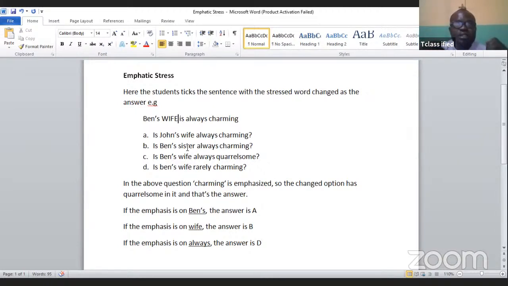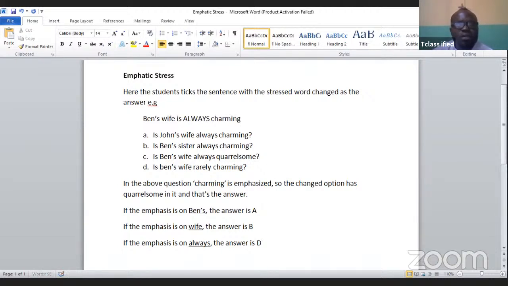You read through the sentence and identify the word that has the stress, which is normally the word in capital letters. Once you've identified that word, check through the options. Anywhere the stress word has been changed, that's the answer. And like I said before, it's not just where it has been changed; if you don't see wife again, any option that has the stress word taken out is also the answer. Okay, so let's take another example. Let's say the wife is normal, but the stress word is always.